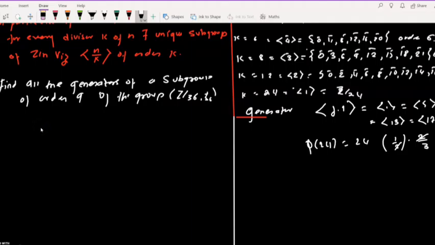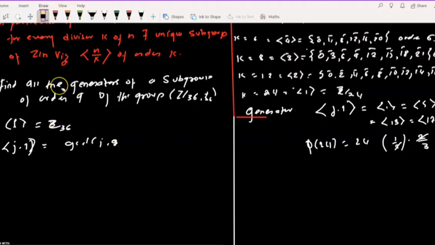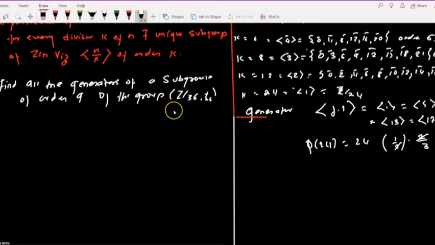So we don't have to find a specific one like this. What I know is, since 1 is a generator, 1 generates Z36, right? Any generator would be of the form J times 1, where GCD of J and 9... sorry, I beg your pardon. What I'm doing is I'm not finding generators of Z36. I'm finding generators of the subgroup of order 9.